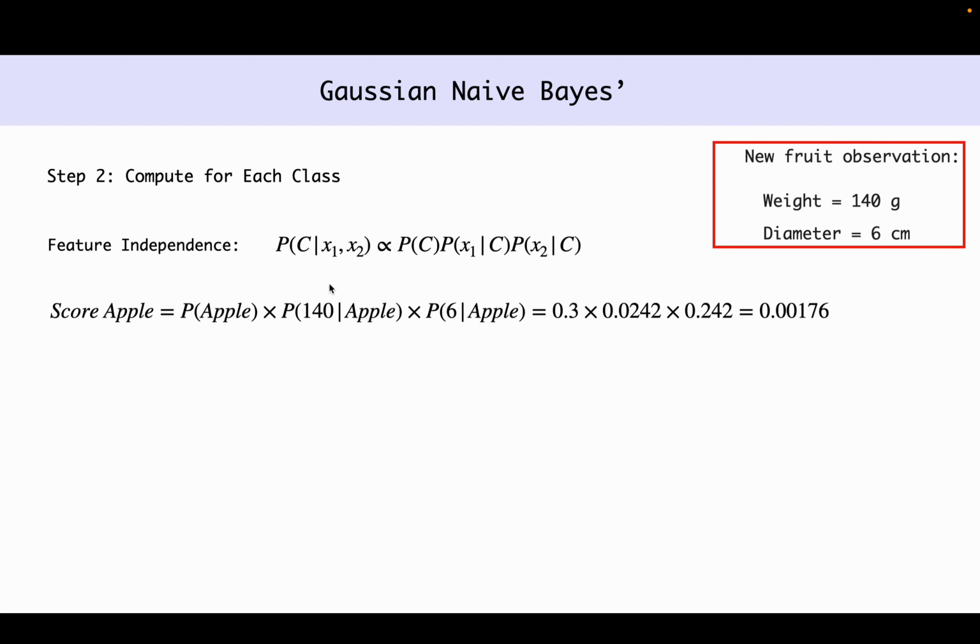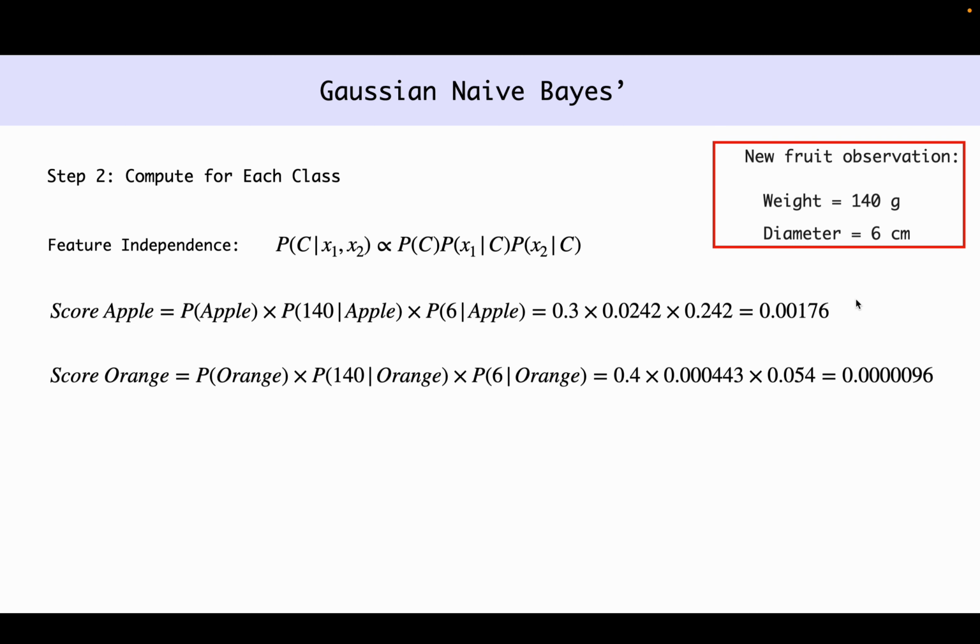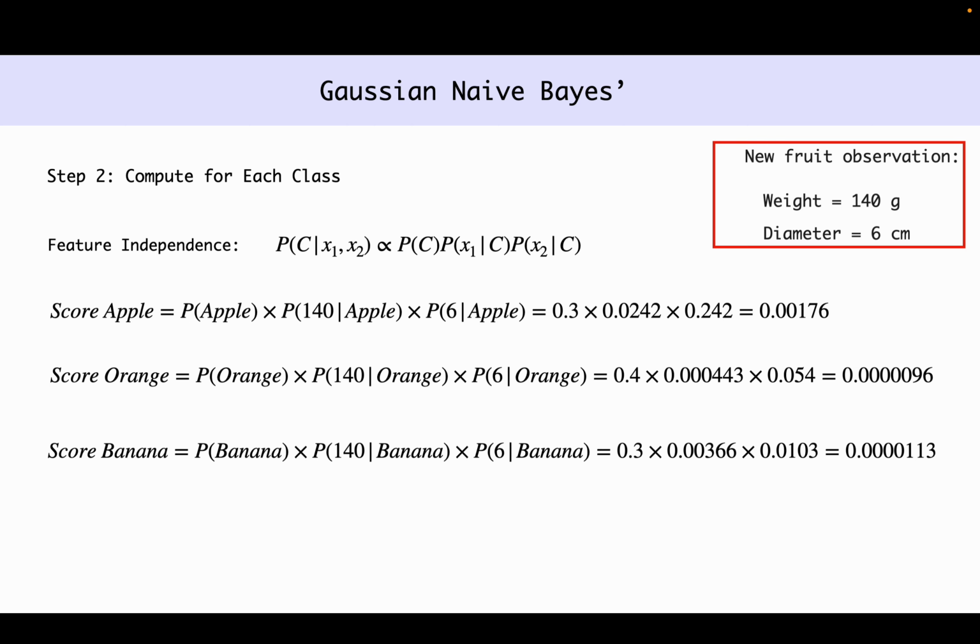When you compute these values, we get as follows: 0.00176, and we get these values using the Gaussian tables. We know that this is a Gaussian distribution and its parameters, mean and variance, we also know. Therefore, using the tables, we compute these values. In the same way, for orange we compute it, and also for banana we compute it.